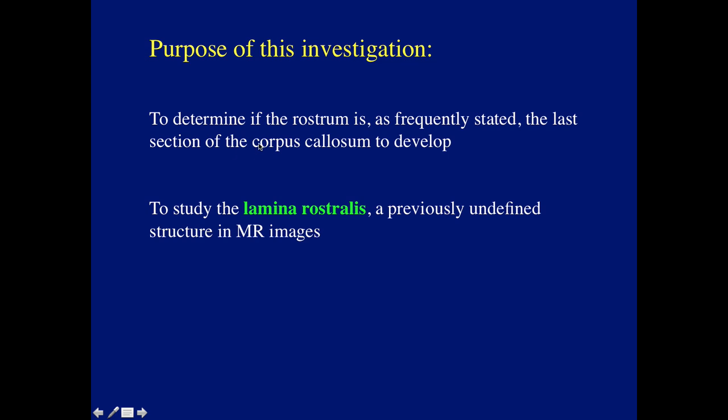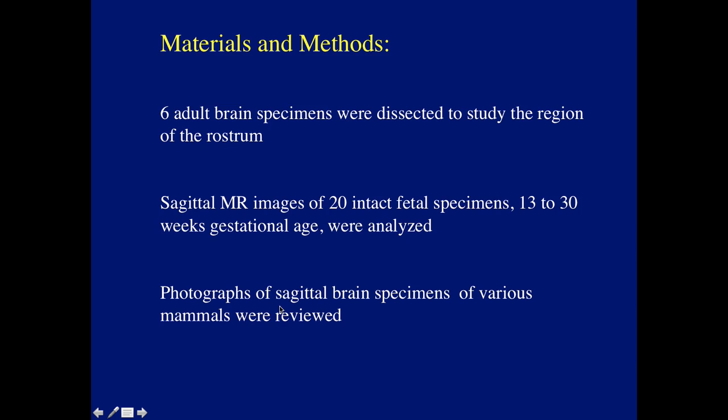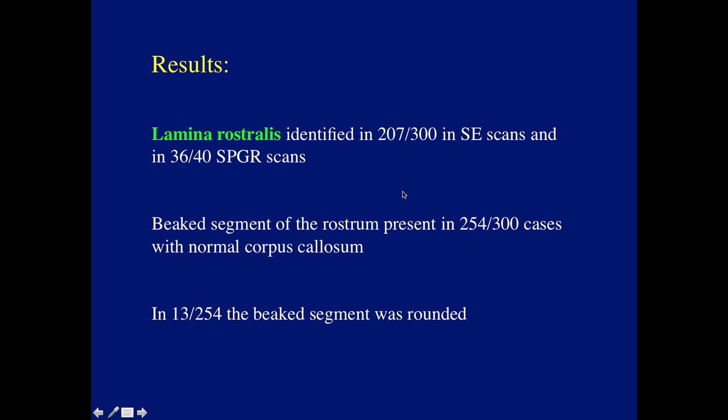So I wanted to determine if the rostrum is truly the last part to develop, and also to look at the lamina australis. So again, I looked at SPGR images in 300 patients and also in patients with abnormalities. And then I did some dissections. I'll skip over that. So I identified the lamina australis in a large number of these patients' MR.